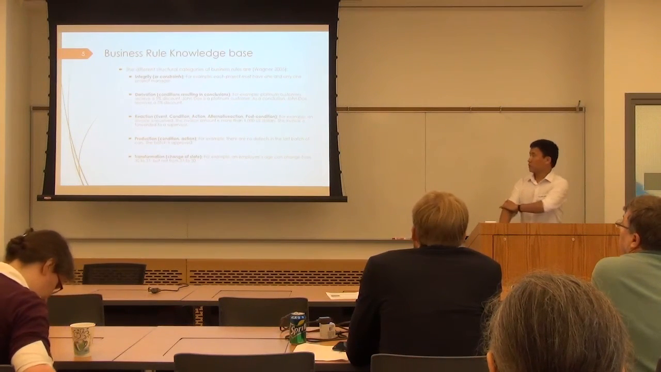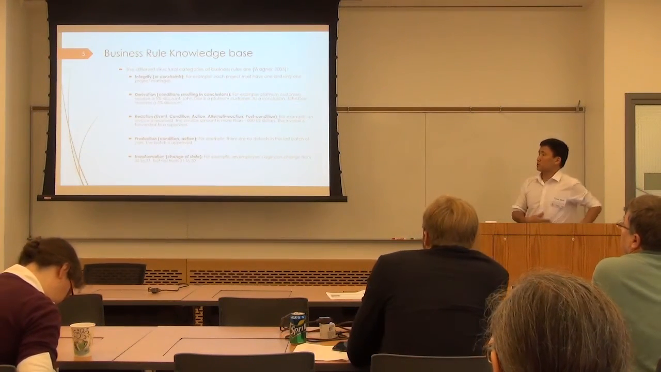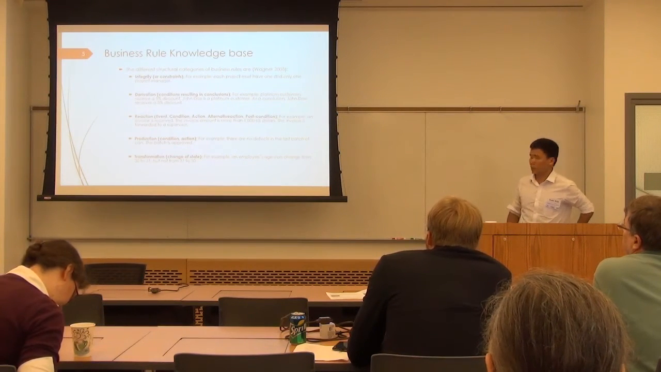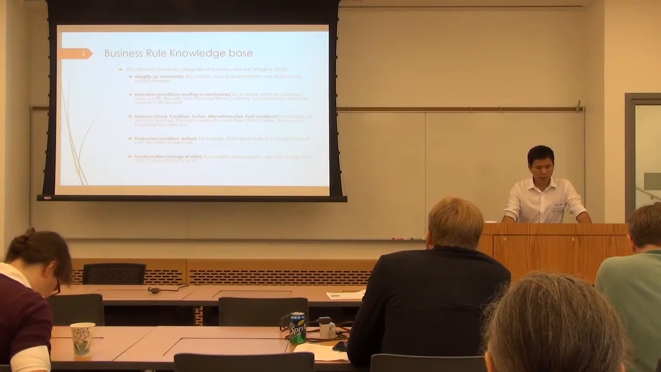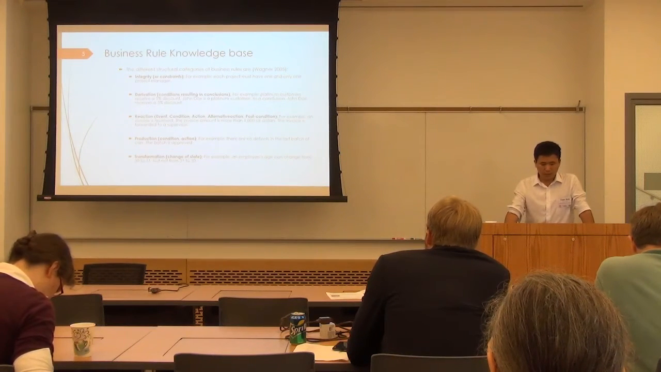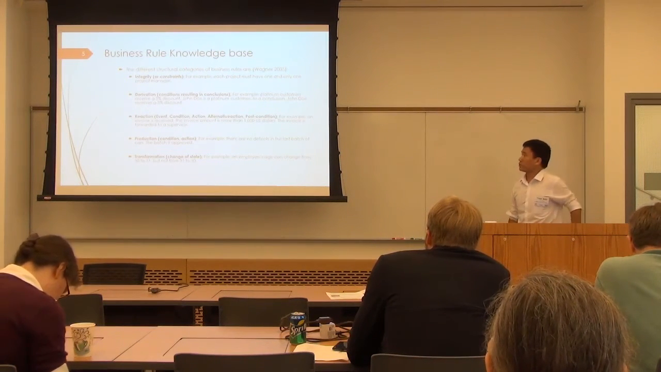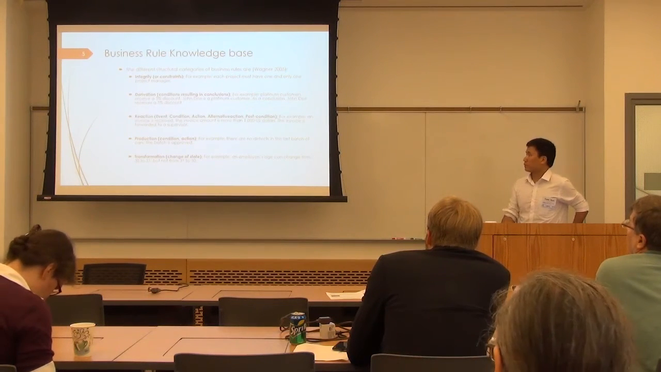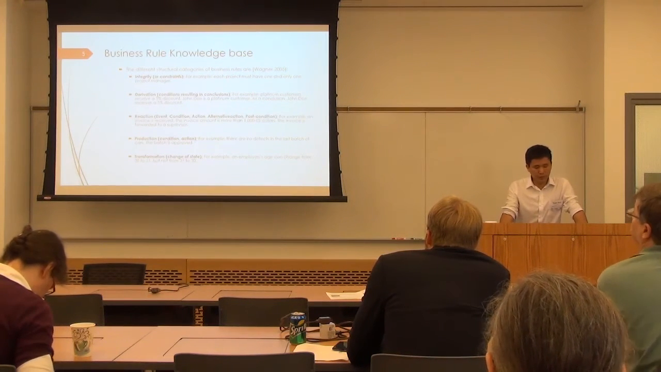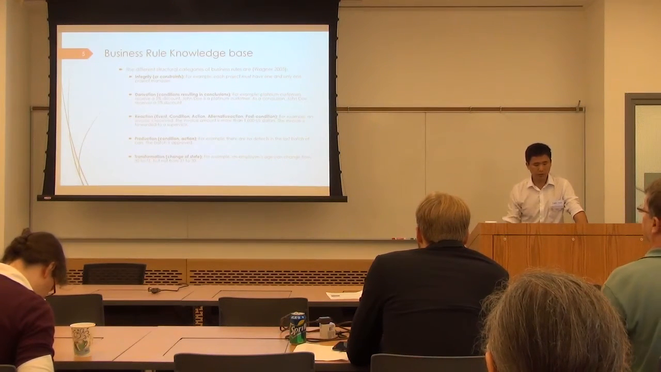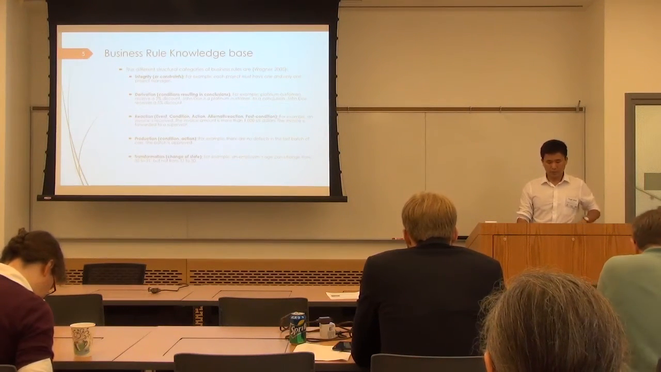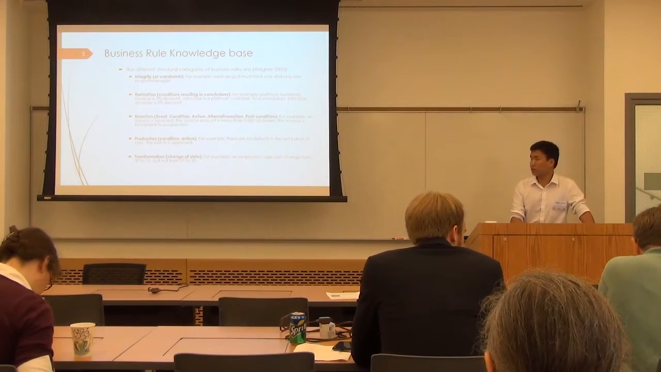For answering the second research question, what kind of business rules can we cover in our process? With the categories of business rules, we try to cover five types: integrity rule, derivation rule, reaction rule, production rule, transformation rule. You can read more in my paper.